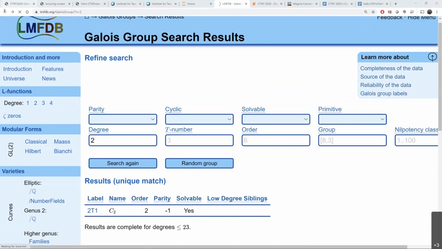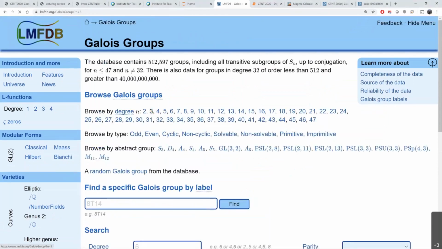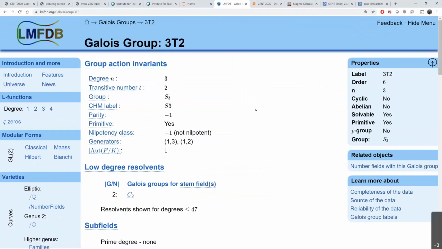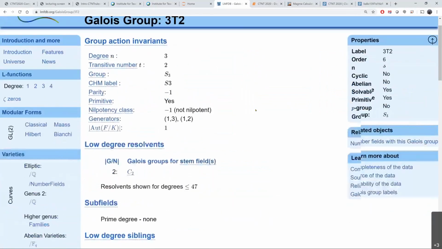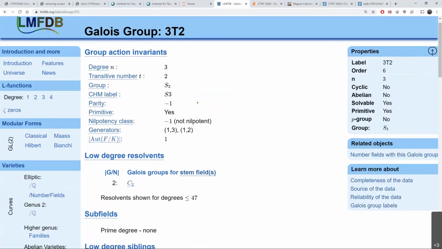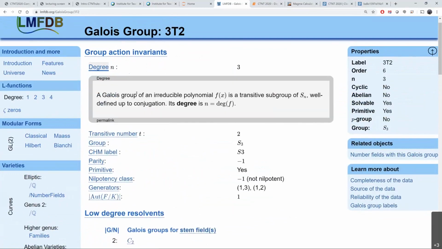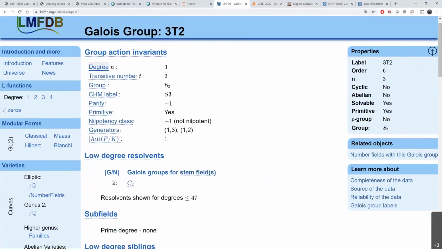Let's go back and look at another group. Let's look at degree 3. Let's look at S3. Okay, here is S3. This is the group S3 as a Galois group. So it appears as the Galois group of a cubic polynomial. That's what the degree means here. The Galois group of irreducible polynomials is a transitive subgroup of Sn, and the degree here is the degree of the polynomial. So this is saying that S3 appears as the Galois group of a cubic.